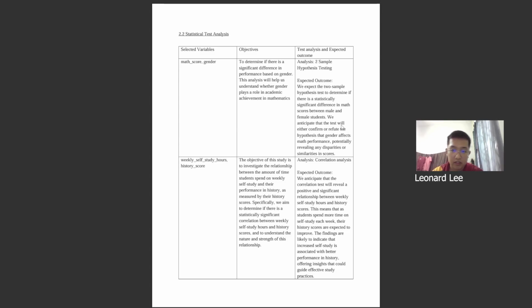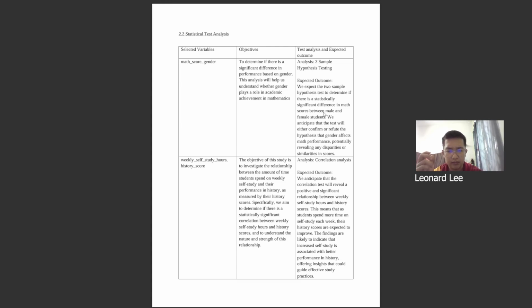As for the correlation analysis, the variables selected were weekly self-study hours and history score. The objective of this analysis is to investigate the relationship between the amount of time students spend on weekly self-study and their performance in history, as measured by their history score.